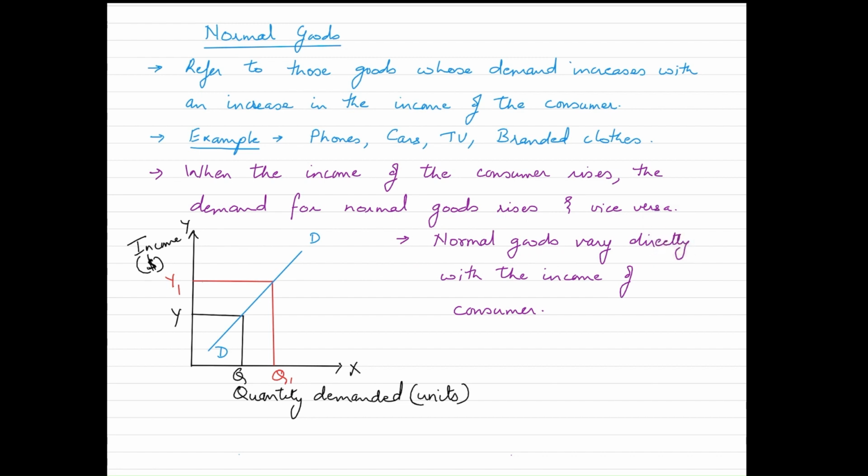How does that look on a graph? This is how the graph looks like. On the y-axis, we have income as against the price in case of substitutes and complements. Here we have income plotted on the y-axis and quantity demanded of the main commodity on the x-axis. So as the income of the consumer rises, demand for these commodities also rises, giving us a positively sloped demand curve. What does this indicate? It indicates normal goods vary directly with the income of the consumer.